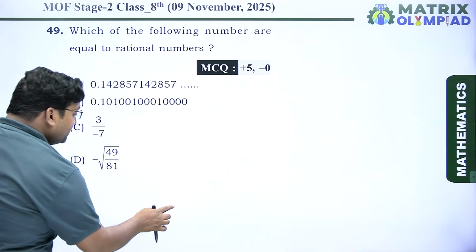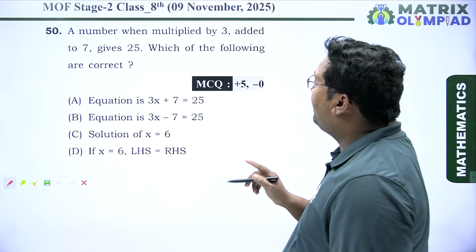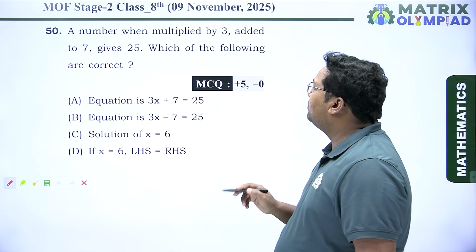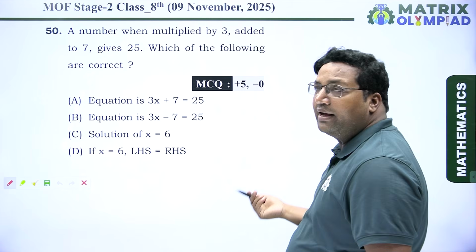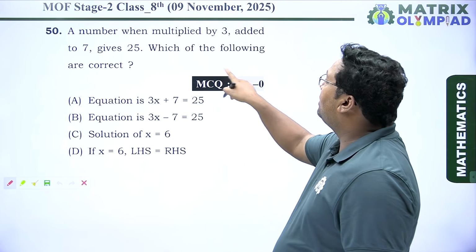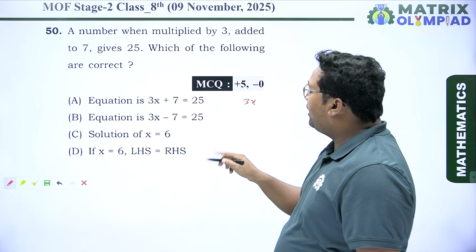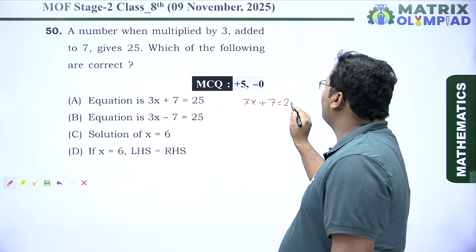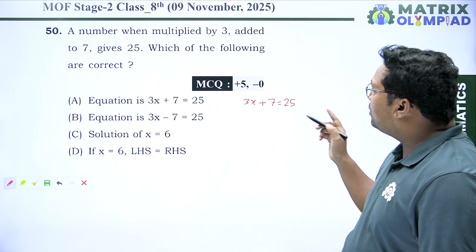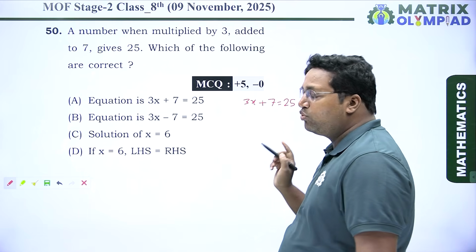Now coming to the next question. Next question is, a number when multiplied by 3 and added to 7 gives 25. Which of the following are correct? So we have to assume that the number is x. A number when multiplied by 3 is 3x. Added to 7 means plus 7. Gives 25 means equal to 25. So our equation is 3x plus 7 equal to 25.